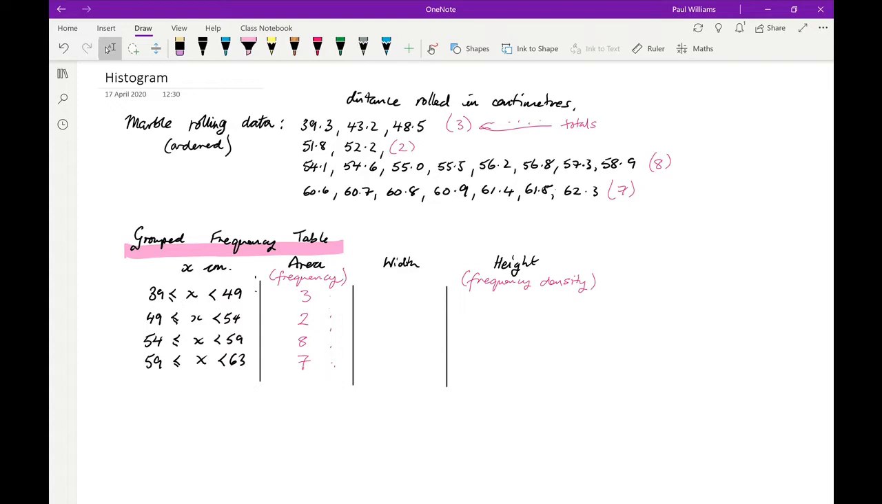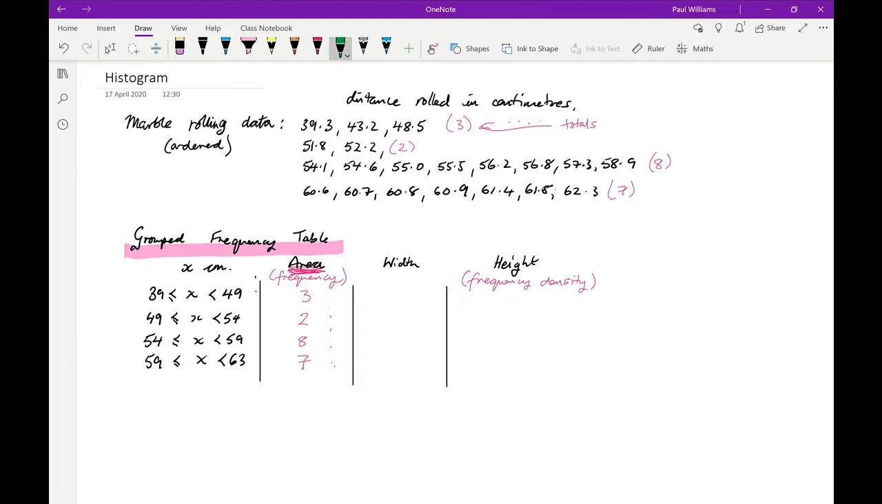Now, in a histogram, frequency is represented by area, which is why at the top of this column there is the title area. We now need to work out the width and the height for the rectangles to make this histogram. So let's look first of all at how we do the widths.